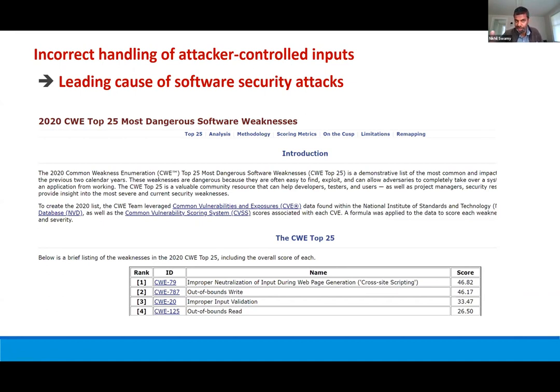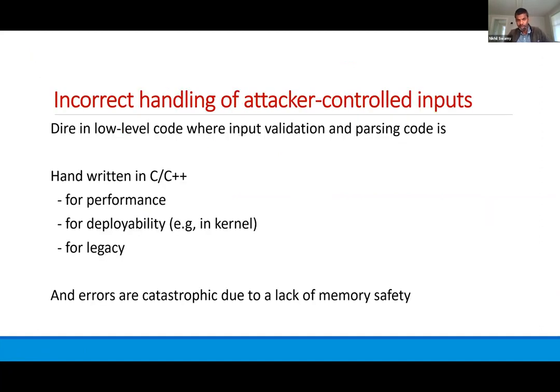improper input validation, incorrectly handling attacker-controlled inputs, is one of the most common causes of software security flaws today. In fact, a DARPA project recently estimated that something like 80% of all software security flaws can be attributed to improper input validation. MITRE rates improper input validation as the third most common weakness. And even the most common one, cross-site scripting, you could also see as an instance of improper input validation. So what we've been looking at is ways to make use of verified parsers to ensure that programs validate their inputs correctly. Now, this is particularly problematic in low-level code where people are trying to write parsers and validators in C and C++ for performance reasons and so on.